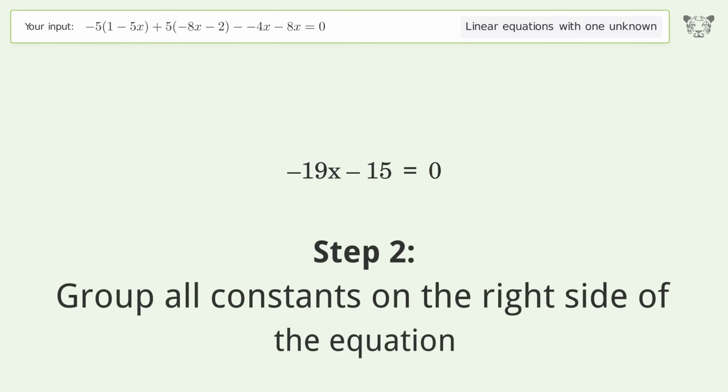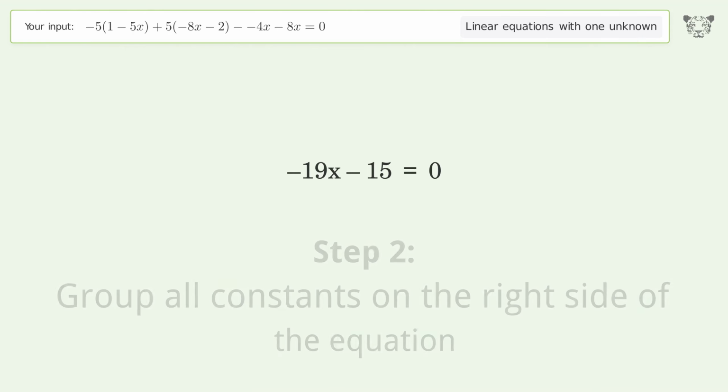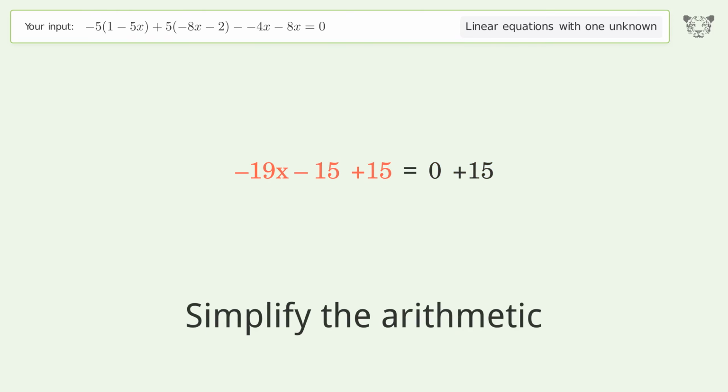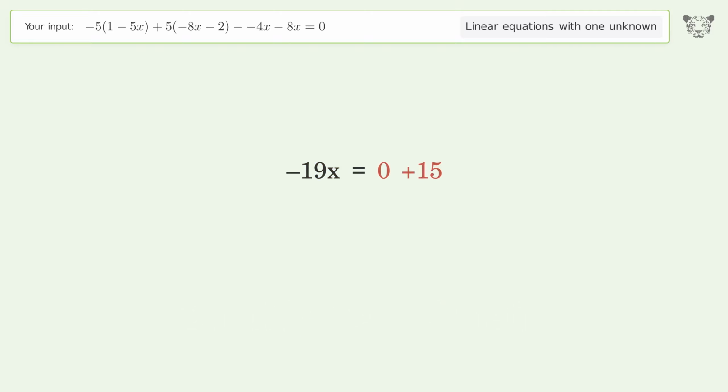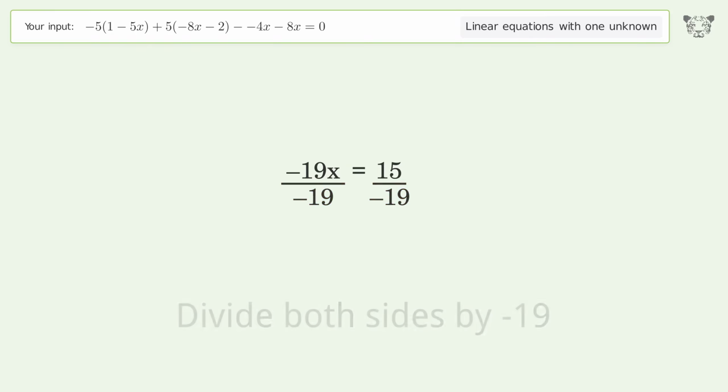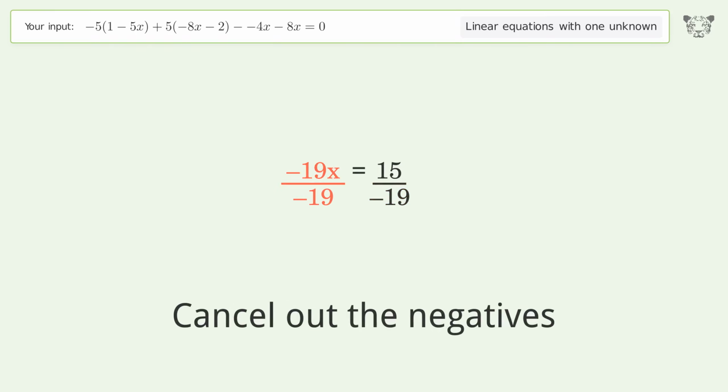Group all constants on the right side of the equation. Add 15 to both sides. Simplify the arithmetic. Isolate the x. Divide both sides by -19. Cancel out the negatives.